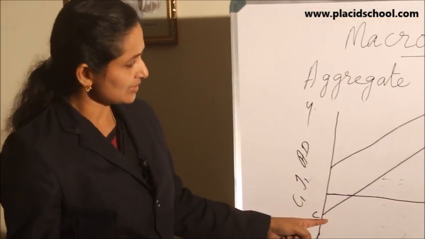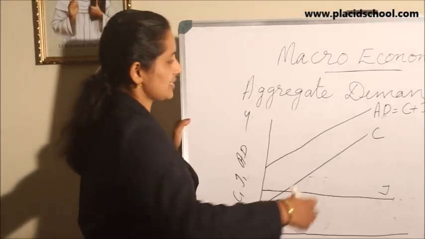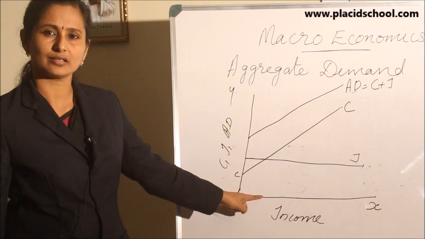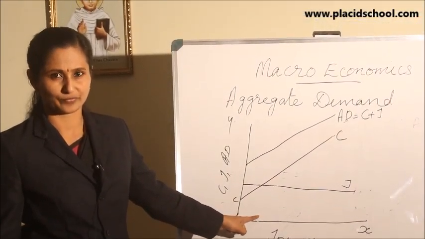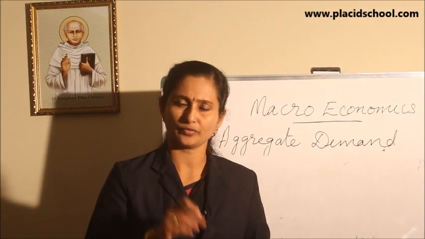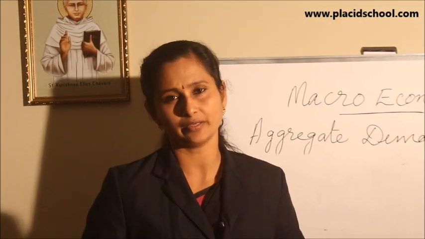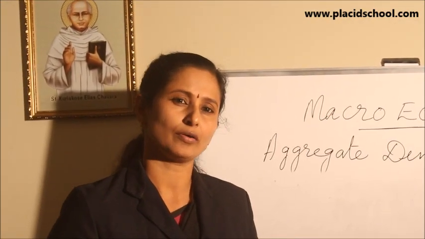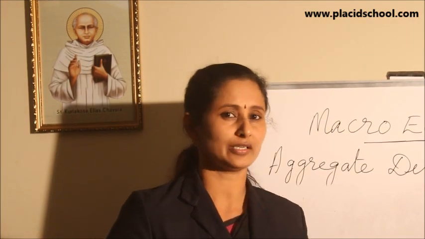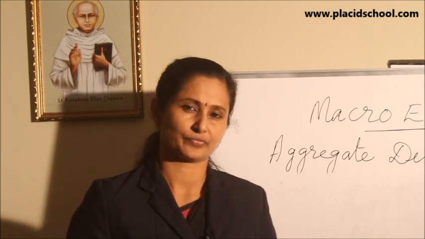Actually, the consumption curve and the aggregate demand curve are parallel to each other. The difference between these two is the autonomous investment. Children, we have already studied the different components of aggregate demand. In a 4-sector model, it has 4 components: consumption demand, investment demand, government demand on final goods and services, and net export. Whereas in a 2-sector model, it has only 2 components: consumption expenditure and investment expenditure.